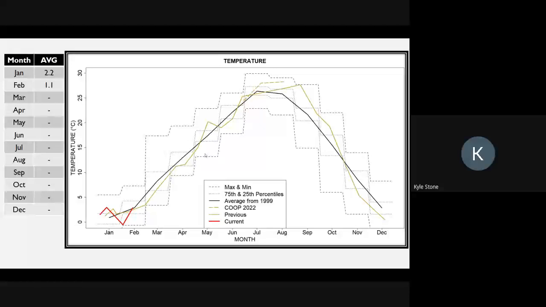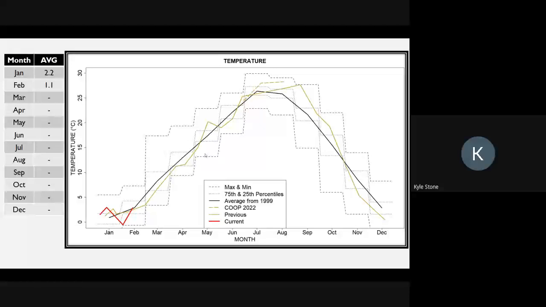So that's going to be how the graphs work: month on the bottom, and then the appropriate unit on the y-axis, so in this case, temperature in degrees C. And then I do have the monthly averages in a table on the left side. So currently we've only sampled in January and February. So we take the 2 peaks for January, average those, and we get 2.2 degrees, and 1.1 in February.